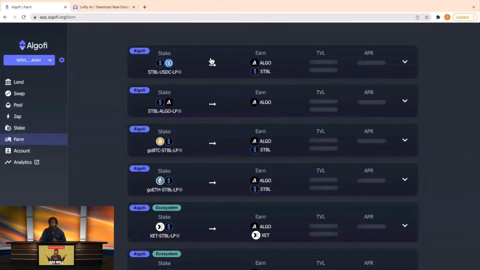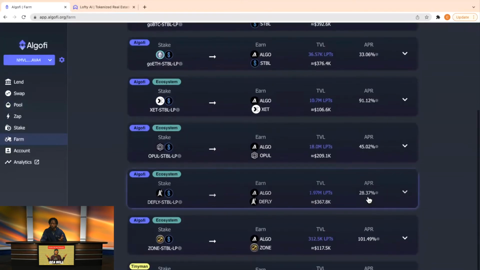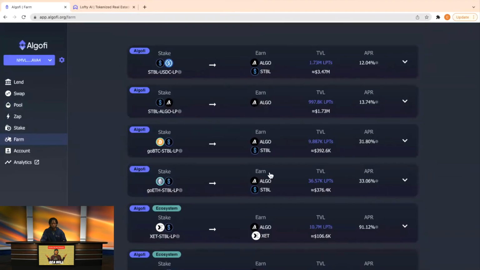And we also have extra incentives, as you see here in the farm. I'm gonna jump over to farm. After you provide liquidity, you then take your LP tokens, and then you can earn rewards, and you see all the various amounts of APRs and tokens that you can earn. So I'm gonna show you how to do this.